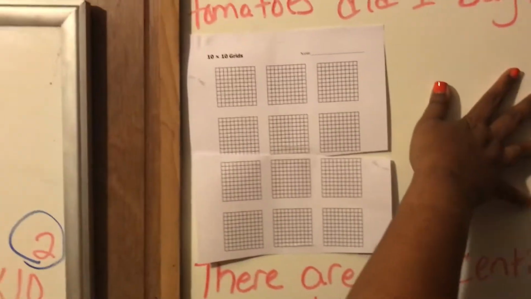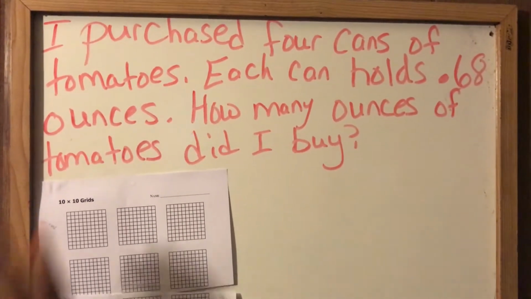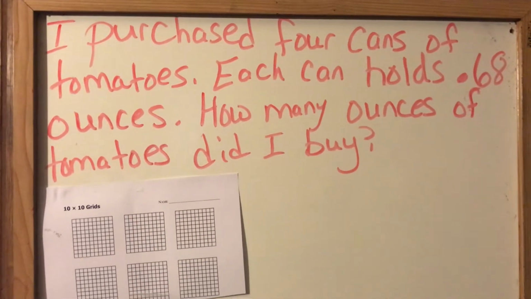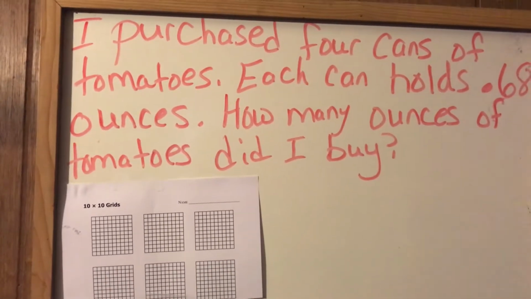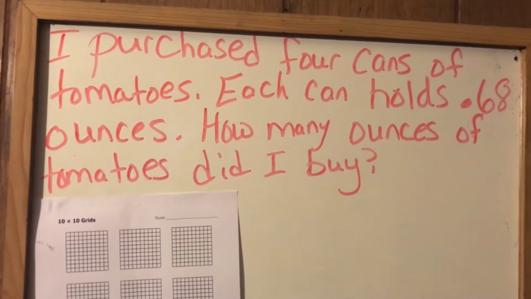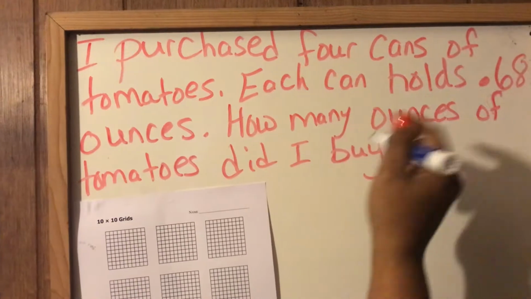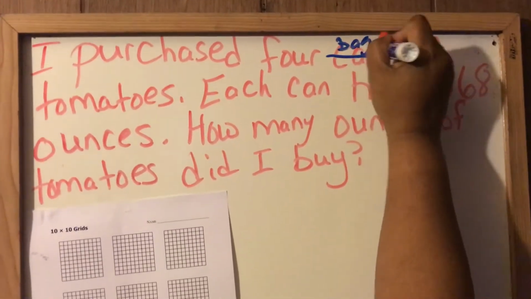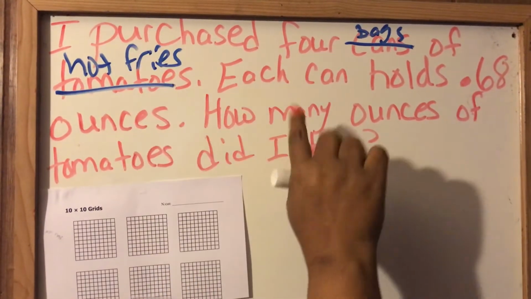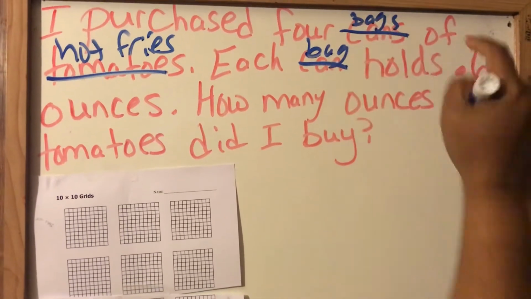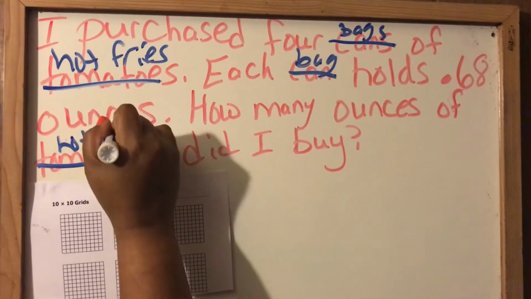This is a word problem using a 10 by 10 grid. Let's see what it says. I purchased 4 cans of tomatoes. Each can holds 68 ounces. How many ounces of tomatoes did I buy? I know, you're going to say, Miss Sims, we don't eat tomatoes. So let's change it to fit you. I purchased 4 bags of hot fries. Each bag holds 68 ounces. How many ounces of hot fries did I buy?